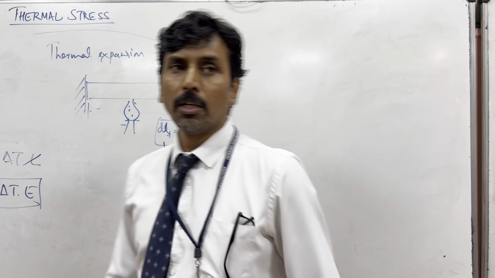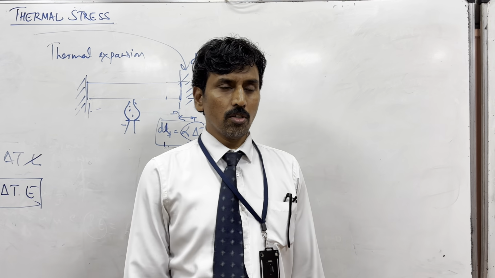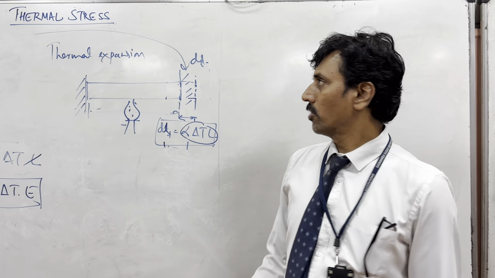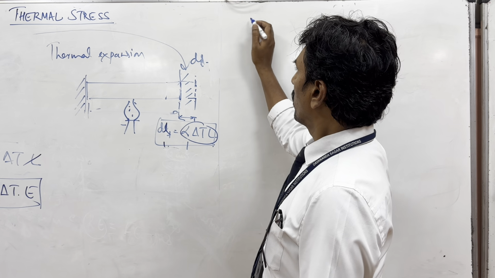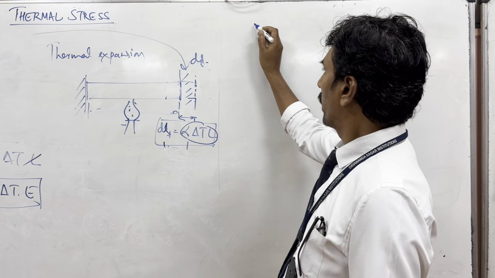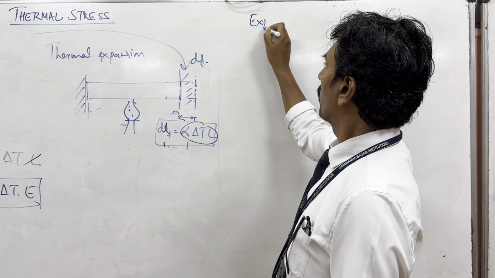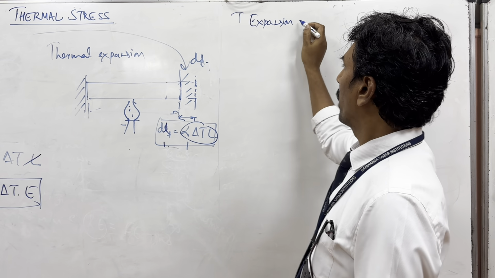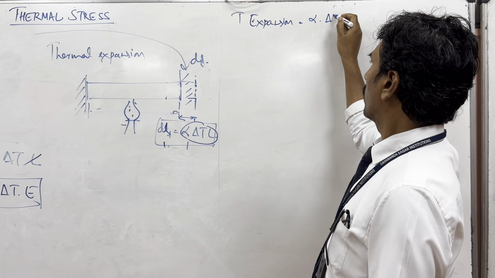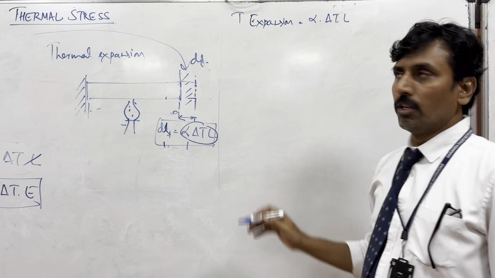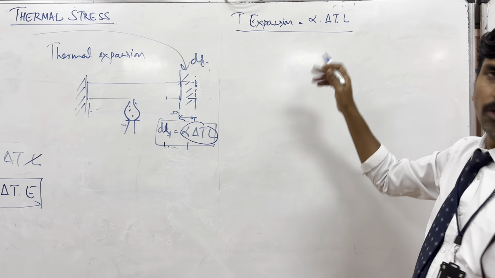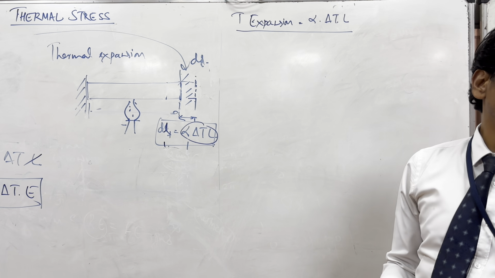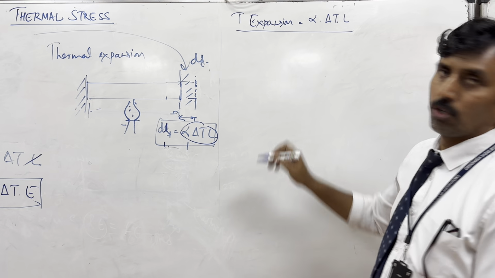Okay, we'll now solve a numerical on the thermal stresses. You should just remember one equation, that is the thermal expansion due to temperature, which is alpha into delta T into L. If you remember this equation, then you can know what the restricted expansion is, because you know how much is restricted. So this equation you have to remember.